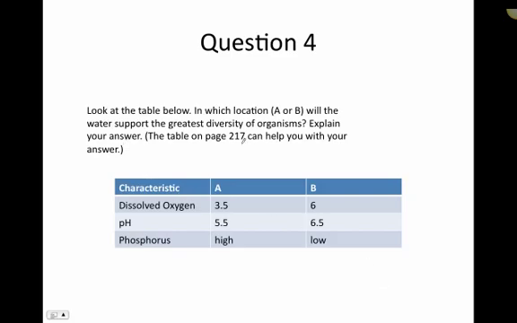Let's look at this. So look at the table below: in location A or B, the waters support the greatest diversity of organisms. Here's location A: dissolved oxygen, below 4. pH, slightly acidic, not too bad though, and phosphorus, high. Site B: pH closer to 7, dissolved oxygen in the moderate zone, and a low phosphorus count. So which of these would have a greater diversity of organisms? Cha-ching, this one. And the reason being, it's got higher dissolved oxygen, more moderate pH, close to 7, and less phosphorus.